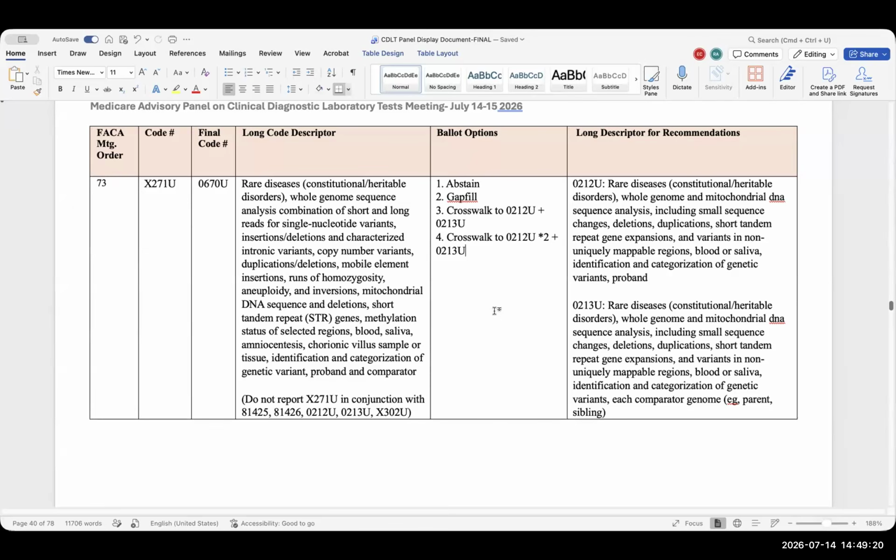So just to be clear, as we are discussing the service, there is traditional short read, which is what we are looking at with these crosswalk codes. So 0212U and 0213U would be a traditional short read, whole genome mitochondrial, with all of the variant classes. What we are talking about here is a traditional short read with essentially a resequencing of the same specimen using a long read methodology on top of the short read methodology. Did I get that correct? Yes. Okay.